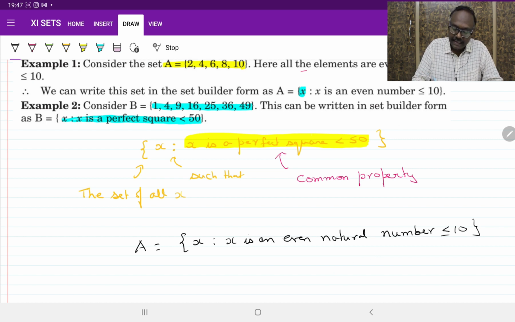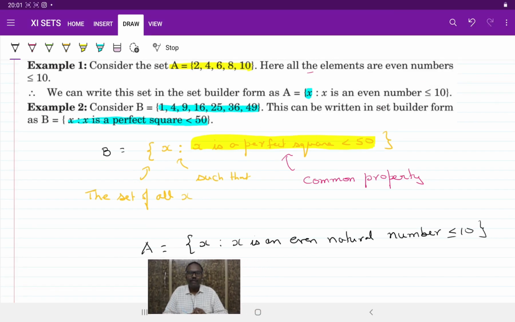The second example is set B: 1, 4, 9, 16. We can write B as the set of all x such that x is a perfect square less than or equal to 50. So I hope you understood what the set builder form is and how to write a given set in the set builder form.